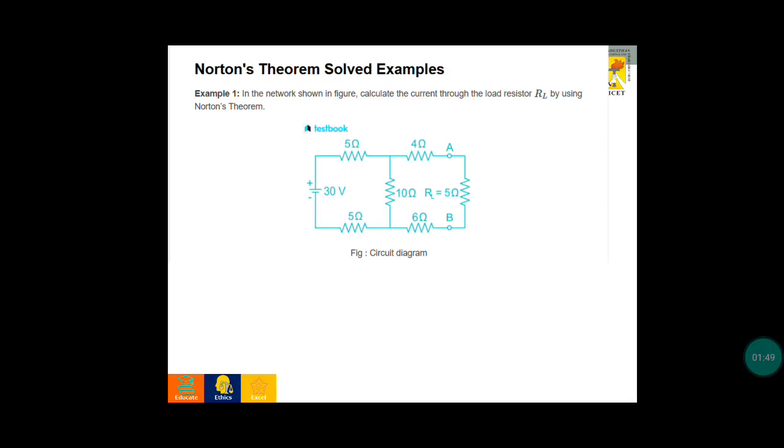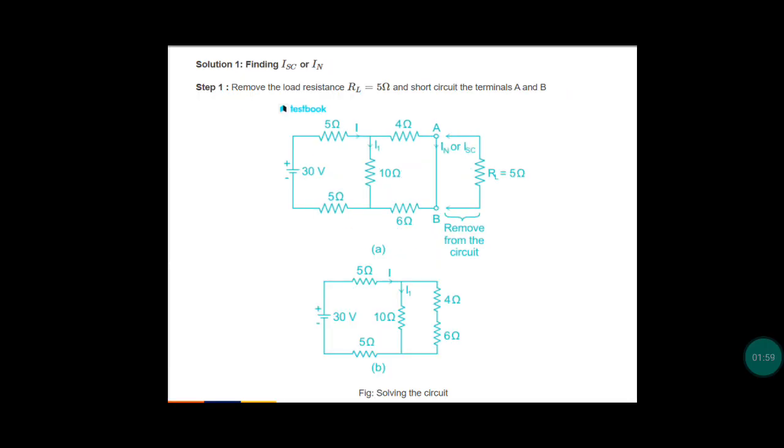Here is a circuit through which we have to find the current in the load resistor RL. Here the load resistor is a 5 ohm resistor. The first step in solving this problem is to remove the load resistance and short circuit the terminals A and B. The circuit has been redrawn like this.